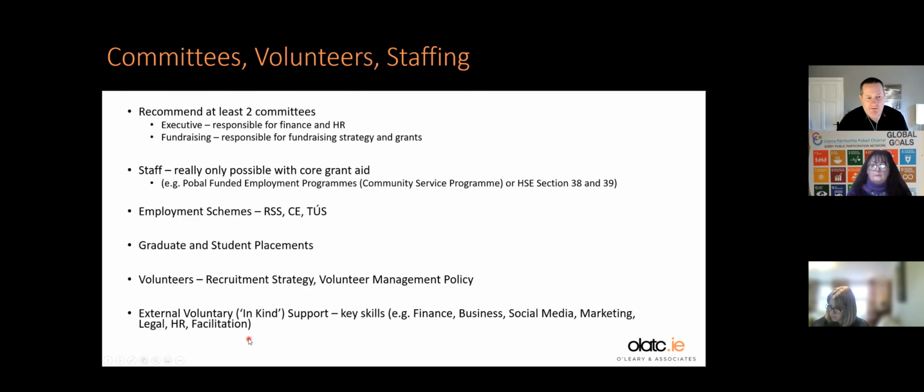And then, as I mentioned in external voluntary support, look for in-kind support from people who can bring key skills. You'll be hoping they will come on board on committee structures and get involved in the organization on a more long-term basis, but certainly look at them. So finance, business skills, social media, marketing, legal, HR, facilitation.